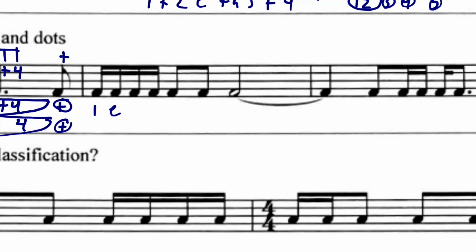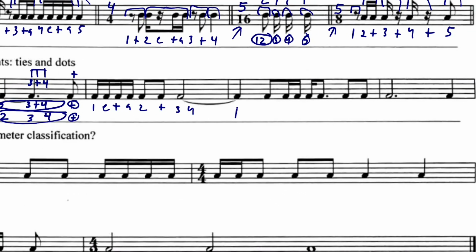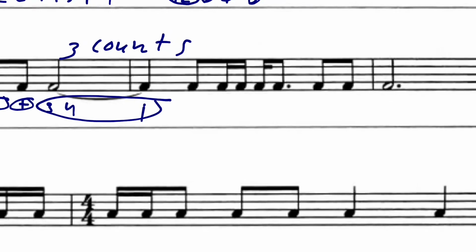Next one, 1 E and 2 and 3, 4. But since it ties over 1, this whole part would end up being circled because it would be all held down the whole time. 3, 4, and 1 is actually 3 counts all together with the ties there. These are all like small individual things. 2 and 1. So we got the 1 already here. And then we did 2 and 3.